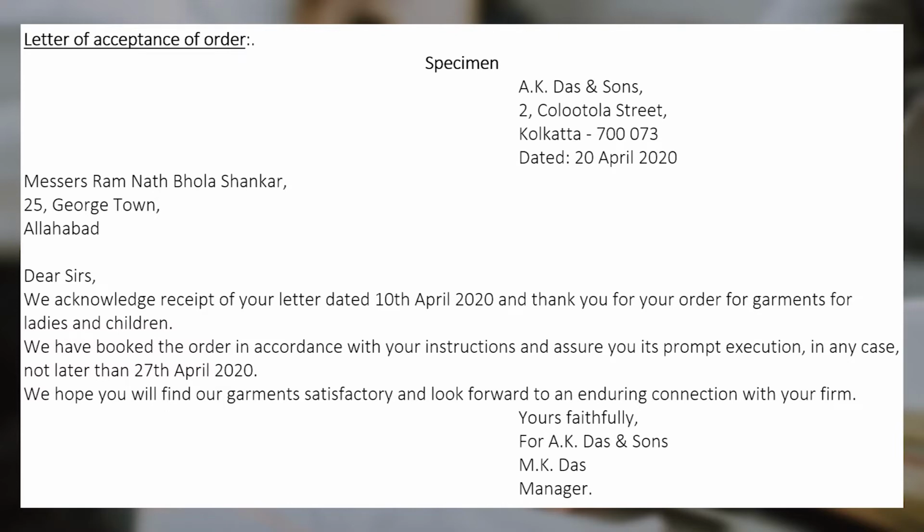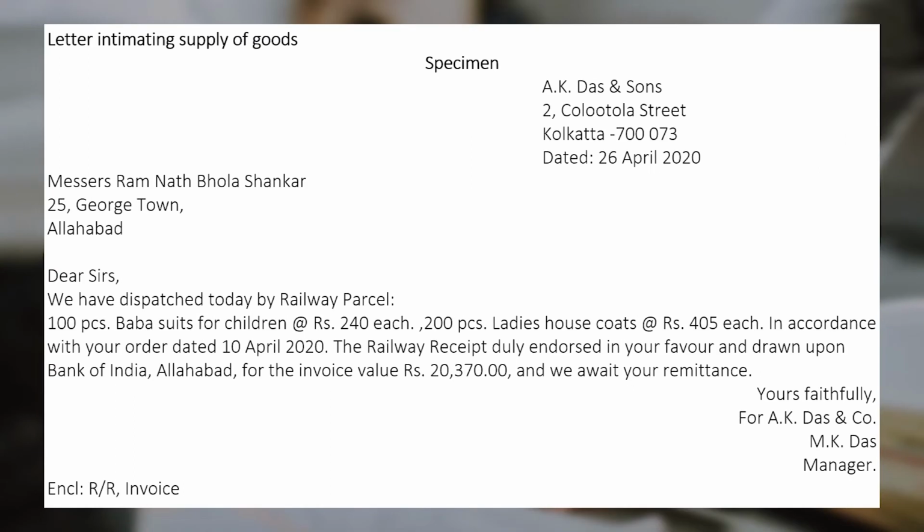Following the same, we need to issue a letter intimating supply of goods, which confirms that the products have been dispatched. All details of products in the shipment are to be included with the total invoice value attached. Remember, your buyer needs all the details.